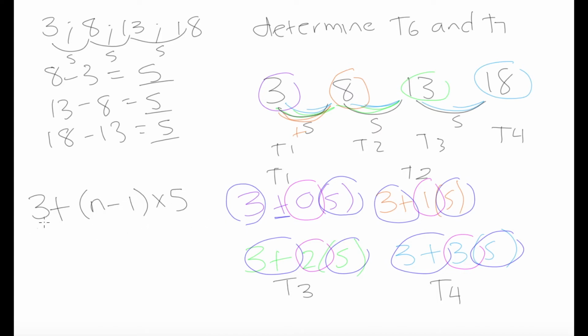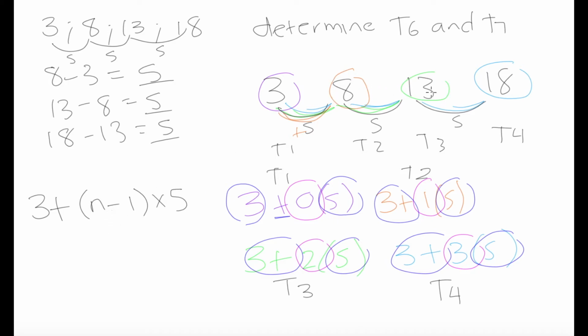And again, we can validate that this is correct because let's try it with each of our terms here. If we're looking for our first term, n is equal to 1. 1 minus 1 is 0, and that's 3 plus 0 times 5, which is just 3, and that's what we have here. If we're looking at our second term, n is equal to 2. 2 minus 1 is just 1. 1 times 5 is 5. 3 plus 5 is 8, and that's exactly what we have here.